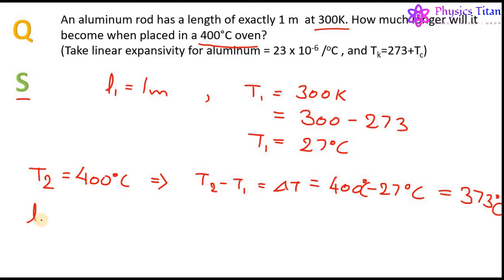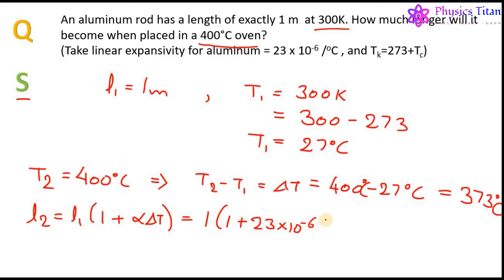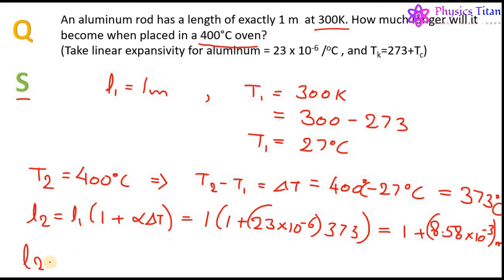Now we have the formula L2 equals L1 times 1 plus alpha delta T, where L1 equals 1 meter, times 1 plus alpha, which is equal to 23 into 10 to the power minus 6, into delta T, which is equal to 373, which is equal to 1 plus 8.58 into 10 to the power minus 3 meter. Now since this change is very small, let us convert it into millimeter by multiplying it with 1000.